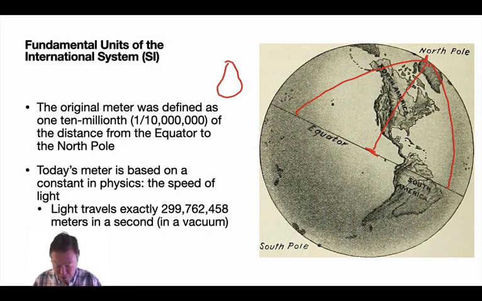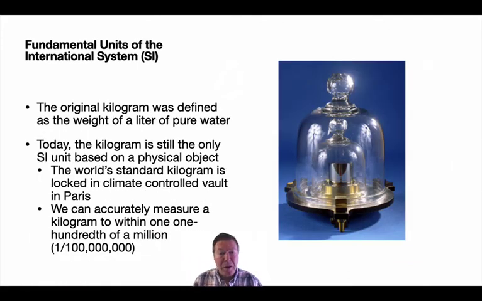So today we're talking about doing it based on light. Light travels exactly so many meters in a second in a vacuum, and we can measure that, and it's consistent. All right. The original kilogram was defined as a liter of pure water. That has been changed to this one thing. It's the one thing we don't use as a measurement of something.